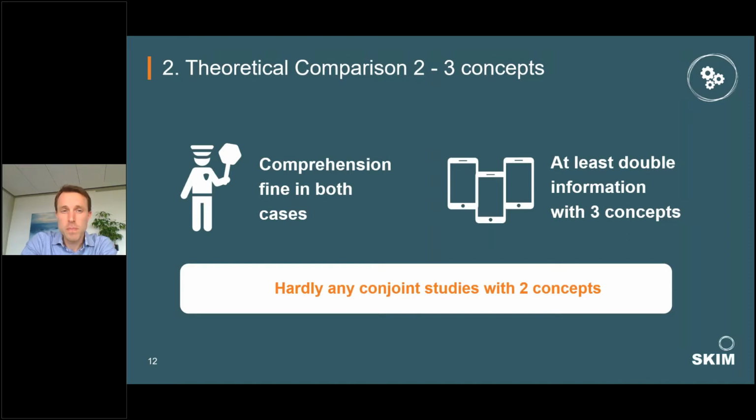Usually that's the chosen solution, especially since you double the information. If you know that A is better than B and C, you've got 2 comparisons. If you ask whether A is better than B, you only get 1 comparison. So you get double the information if you just add 1 concept to the screen. Therefore, there are hardly any conjoint studies, at least at SKIM, done with just 2 concepts. So we prefer to have 3.